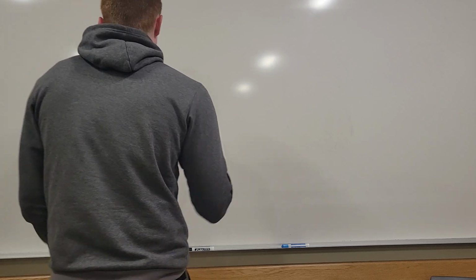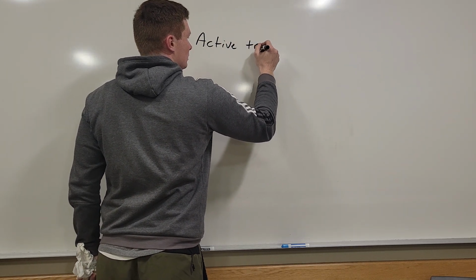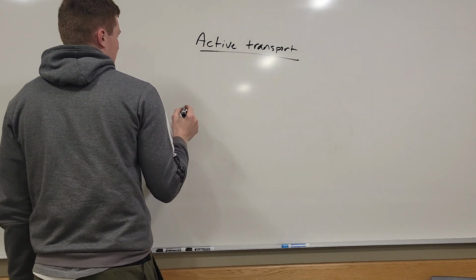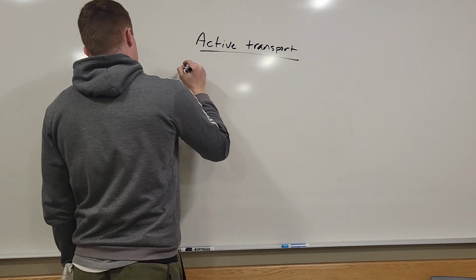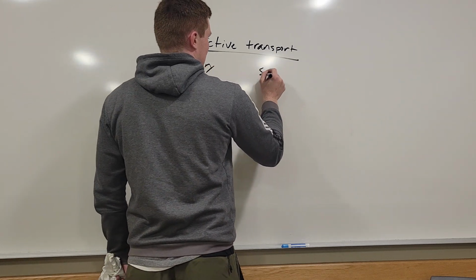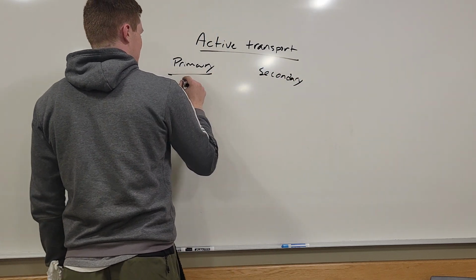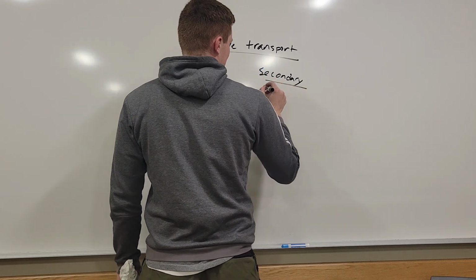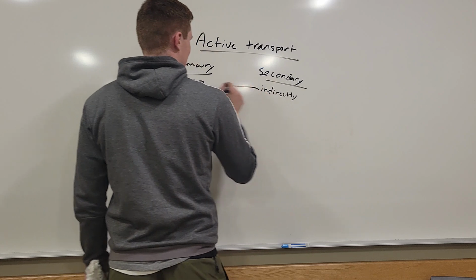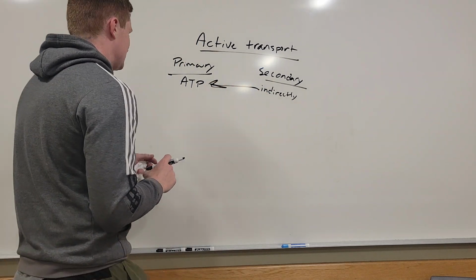Okay, so now we've got active transport. We got 2 types. We got primary and secondary. So primary uses ATP, secondary indirectly uses ATP, okay? So basically we got a sodium potassium pump.